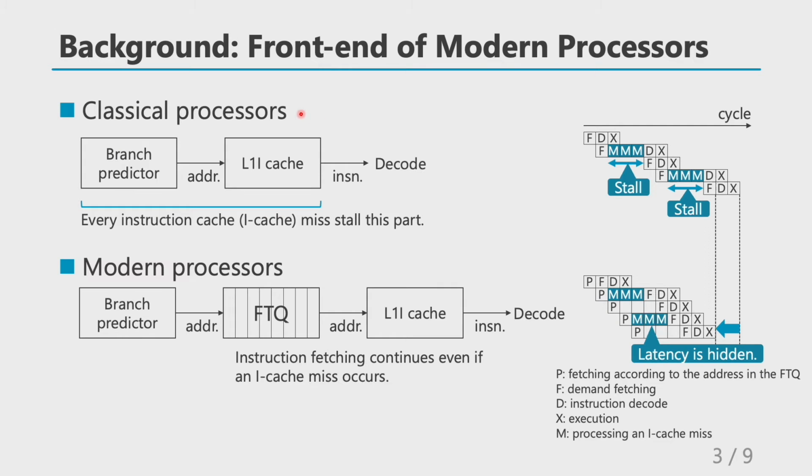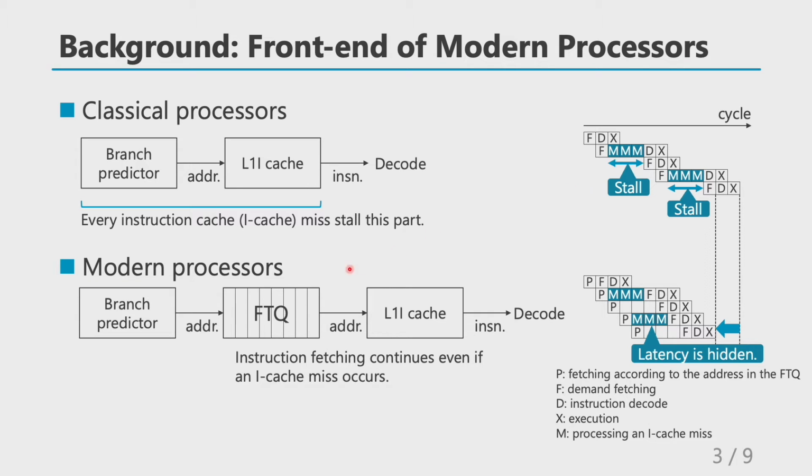In a classical processor, branch prediction and instruction cache accesses operate in synchronization. So, instruction cache misses immediately stall the pipeline, as shown in this pipeline diagram. F is demand fetching, D is instruction decode, X is execution, and M is processing an instruction cache miss.